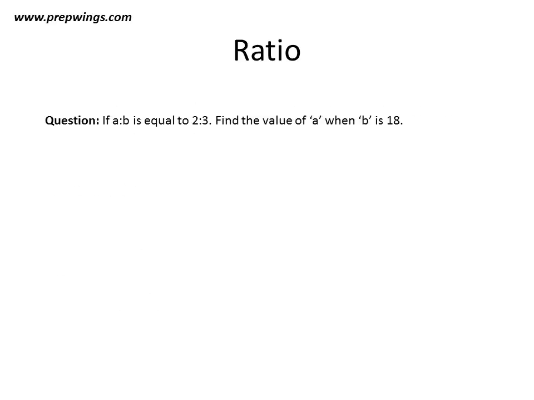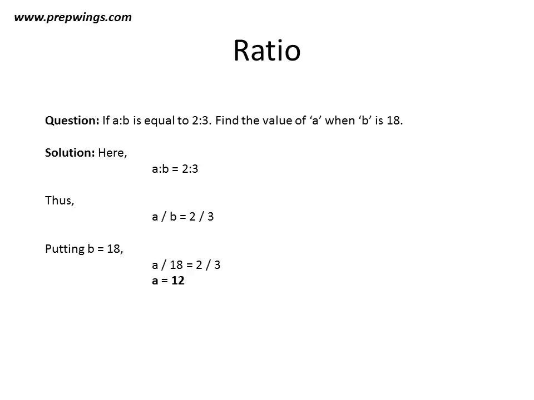Now we'll do a question over here. The question says that if A is to B is equal to 2:3, then we have to find the value of A when B is 18. Now what we know is that A is to B is equal to 2:3. That means A upon B is equal to 2 upon 3. So we plug in the value B equal to 18 over here, and what we get is A upon 18 is equal to 2 upon 3. Solving this gives us A equal to 12.